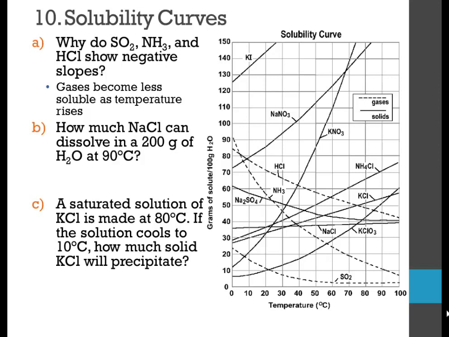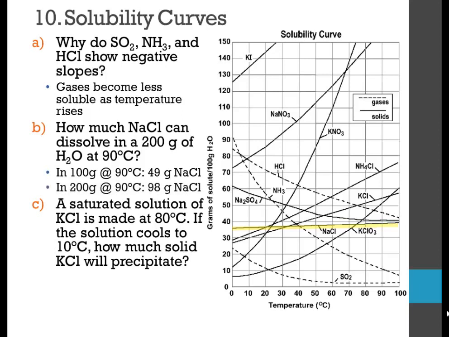How much sodium chloride can dissolve in 200 grams of water at 90 degrees Celsius? The key thing there is that it's asking about 200 grams. The chart is only for 100 grams. So if we find our sodium chloride line, if I have 100 grams of water at 90 degrees Celsius, I can dissolve 49 grams of sodium chloride in that amount of water. If I double the amount of water, that means I'm going to double the amount of salt that I can dissolve in it. So in 200 grams of water at 90 degrees Celsius, 98 grams of sodium chloride can be dissolved.